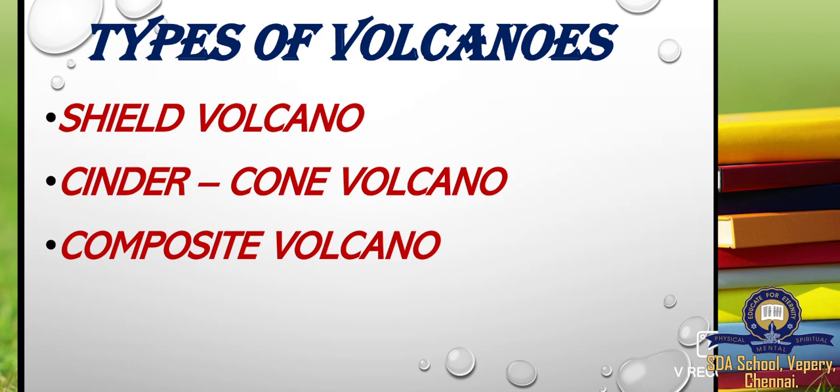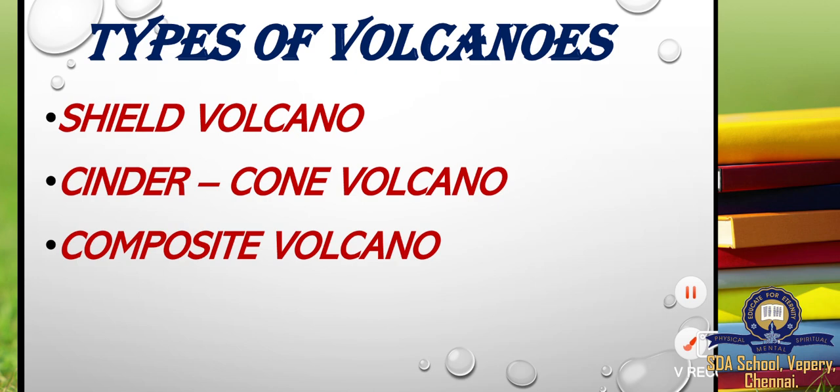Next, we'll see the types of volcanoes. The shape of the volcano depends on the type of lava and the force of the eruption. On the basis of shape, there are 3 types of volcanoes. They are shield volcano, cinder cone volcano and composite volcano. In short, we will learn about this shield, cinder and composite volcano.